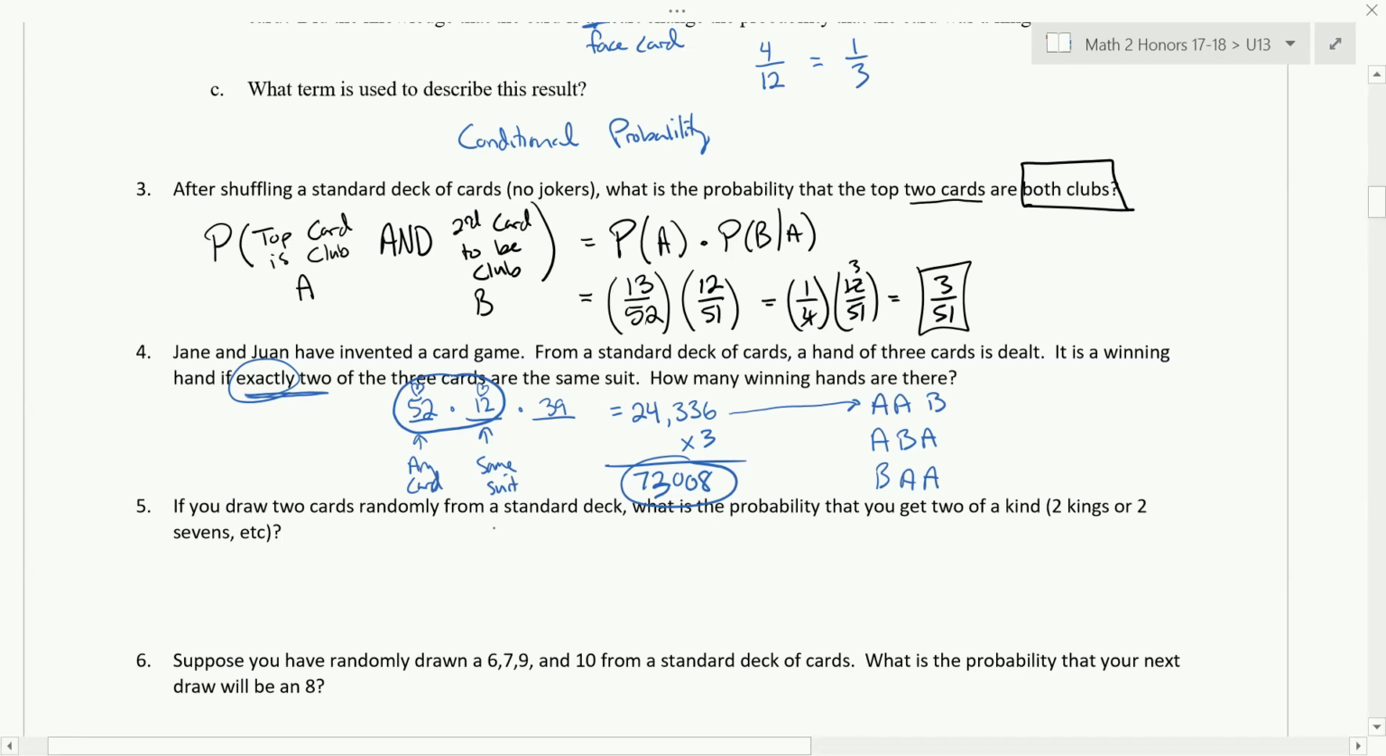Number 5, if you draw 2 cards randomly from a standard deck, what's the probability that you get 2 of a kind? Whether 2 kings or 2 sevens or 2 something.